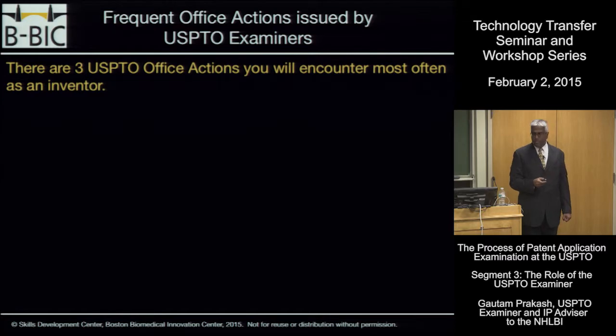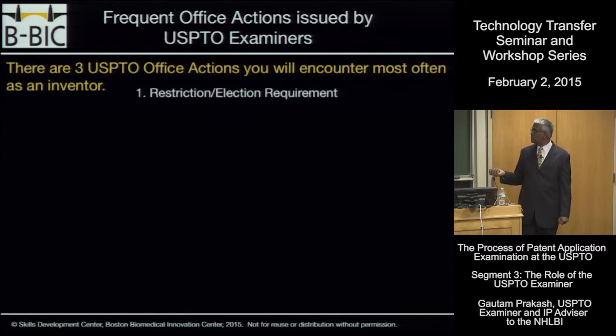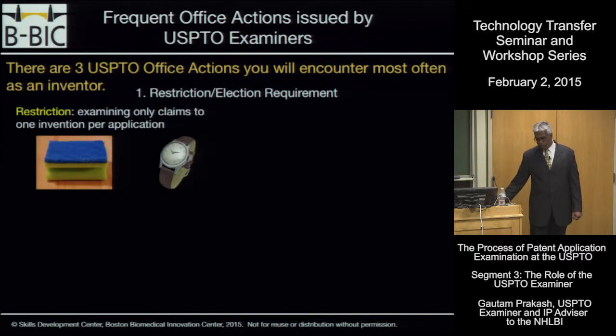Now, some of you may have seen office actions from the Patent Office. Let's take a look at three of the more common ones. The first thing is what is known as a restriction or an election requirement. I don't know if some of you may have seen this if you've worked with your technology transfer office. What that is, you're only allowed to have claims to one invention per patent application.